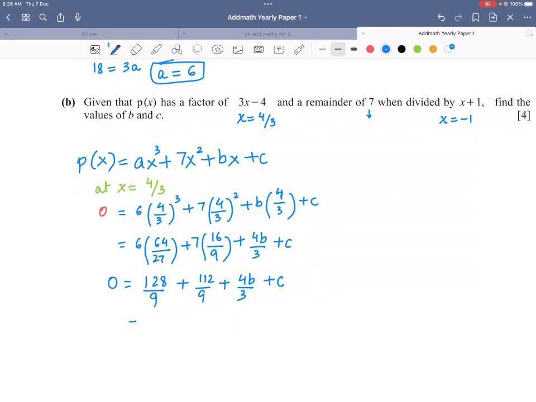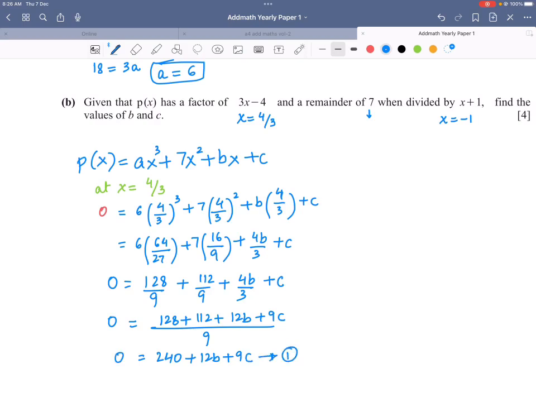We can take out the LCM here. So the LCM is 9. It's 128 plus 112 plus 3 4s are 12b plus 9c equals 0. And we can add these two, 128 plus 112, it's 240. So 240 plus 12b plus 9c equals 0. We got the first equation.